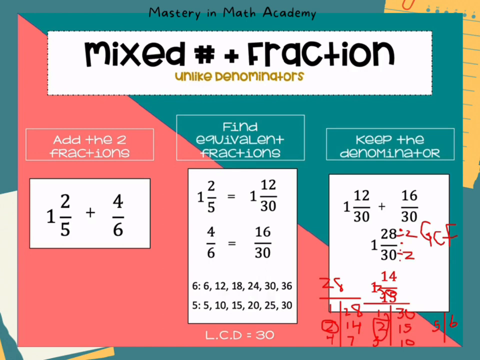Let me delete some stuff. You see that you have a final answer of 1 and 14/15, because you still have that 1 from before in our original mixed number. So you're just bringing it down. That 1 is just following the 2/5. When the 2/5 changed over to 12/30, it followed it, and you're just bringing it down because you don't have any more whole numbers to add it to. So you just keep it.